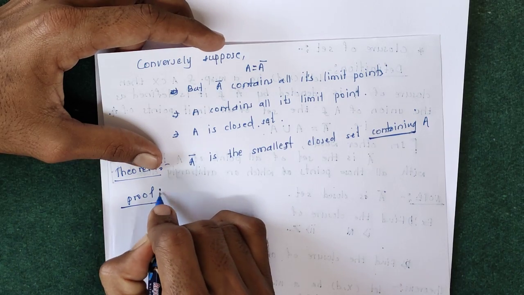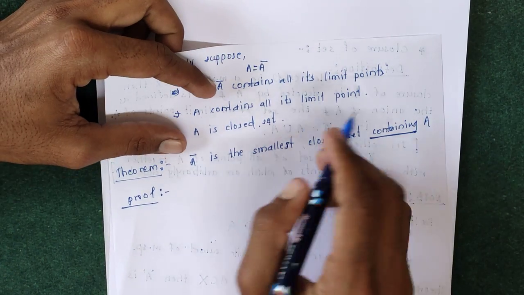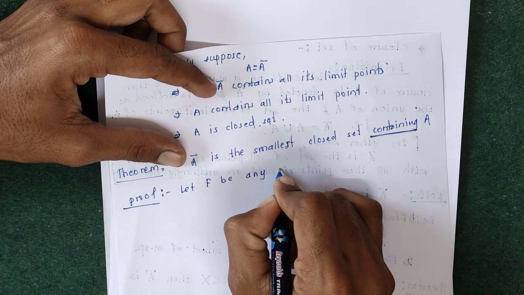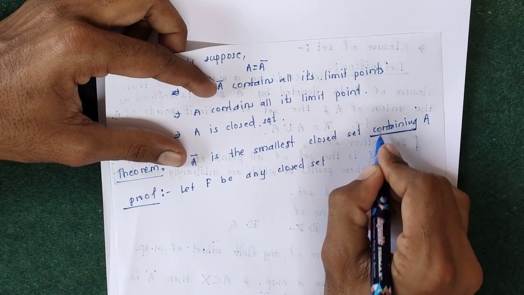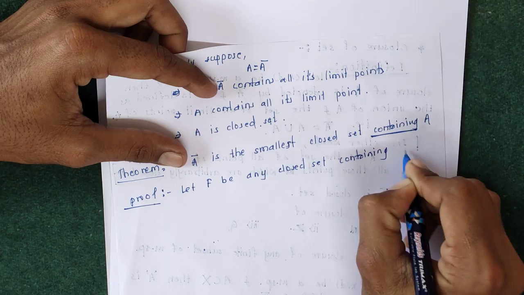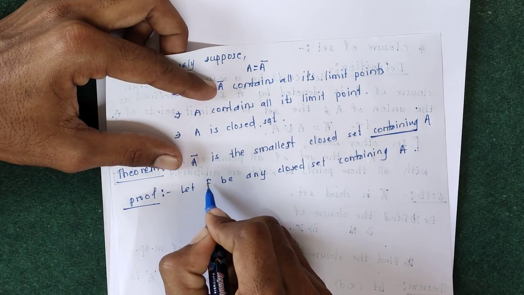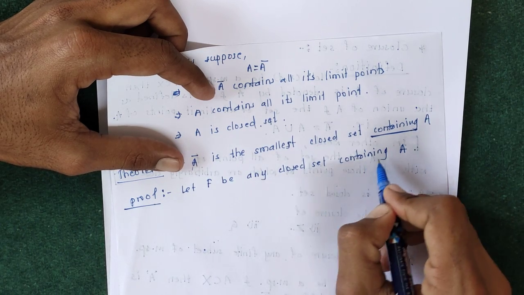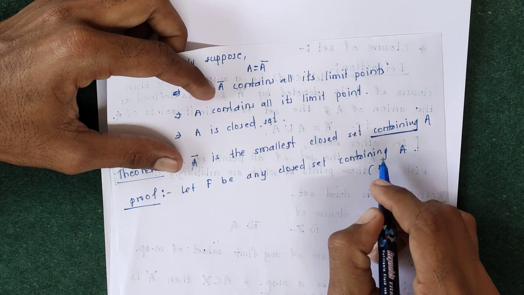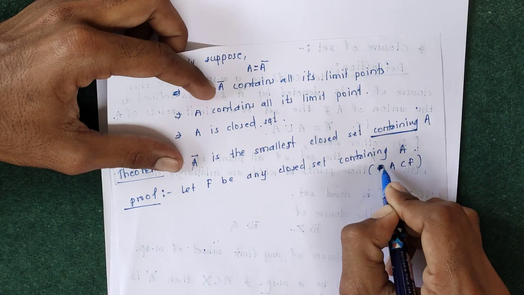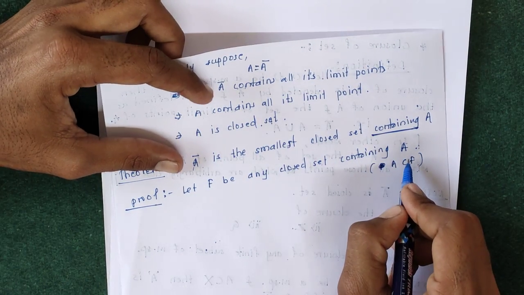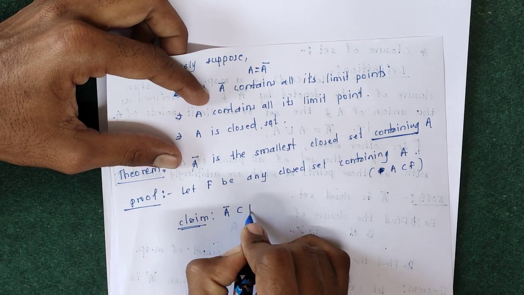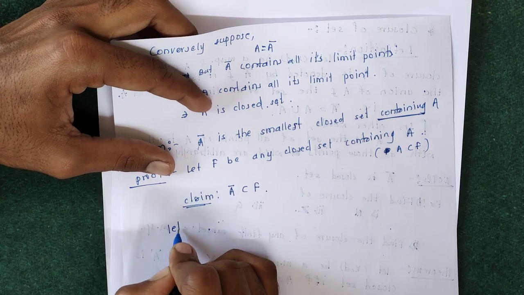For the proof, we take another closed set of the metric space (X, d) containing A. Suppose F is any other closed set containing A. We have to show that A closure is the smallest, so if we take any other closed set containing A, then A closure must be contained in F. Here F is a closed set containing A, so F contains A, that is, A is contained in F. Now, our claim is that A closure is again contained in F. So, we have to prove A closure is a subset of F.